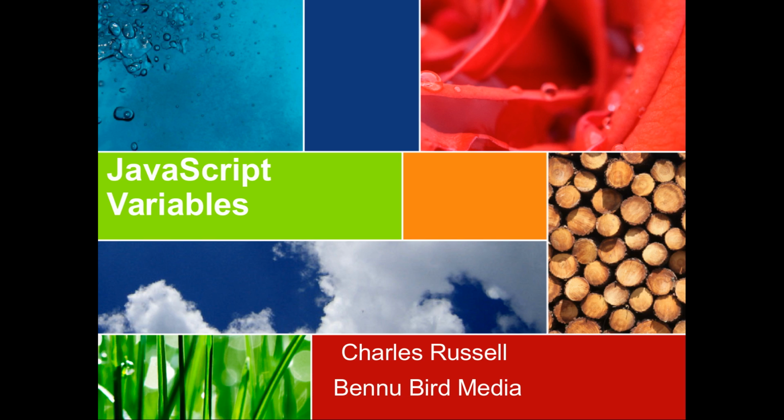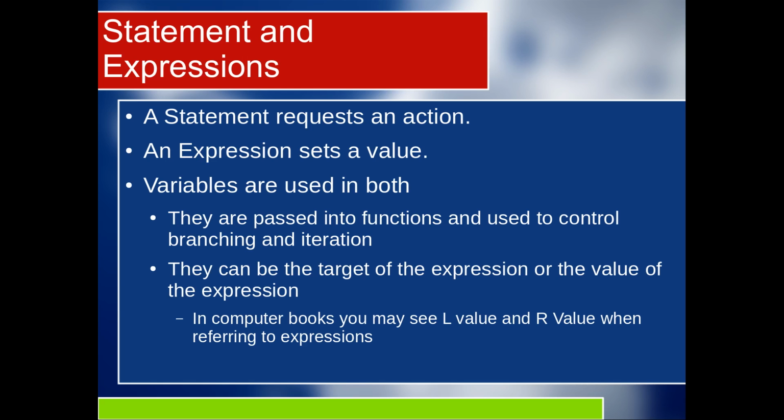So I'm going to start this discussion by talking about what we use variables in. And you'll see me use these terms throughout the rest of this video series. These terms are statement and expression. A statement requests an action, and an expression sets a value. Variables are used in both of these. When used as an action, they're passed into functions. They're used to control branching and iteration. They can also be the target of an expression or the value of the expression. In computer books, you may see R value and L value. This refers to what side of the equal sign they're on. L is the left and R is the right.